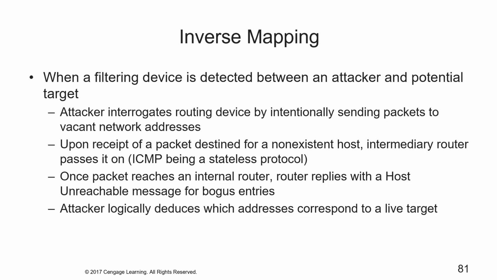Inverse mapping is another example. When a filtering device is detected between an attacker and a potential target, the attacker interrogates the routing device, so it intentionally sends packets to unused or vacant network addresses, and then upon receipt of a packet destined for a non-existent host, a router passes it on because ICMP is a stateless protocol. Once a packet reaches an internal router, the router replies with the host unreachable message for bogus entries, and then an attacker can deduce using that information which addresses correspond to a live target.